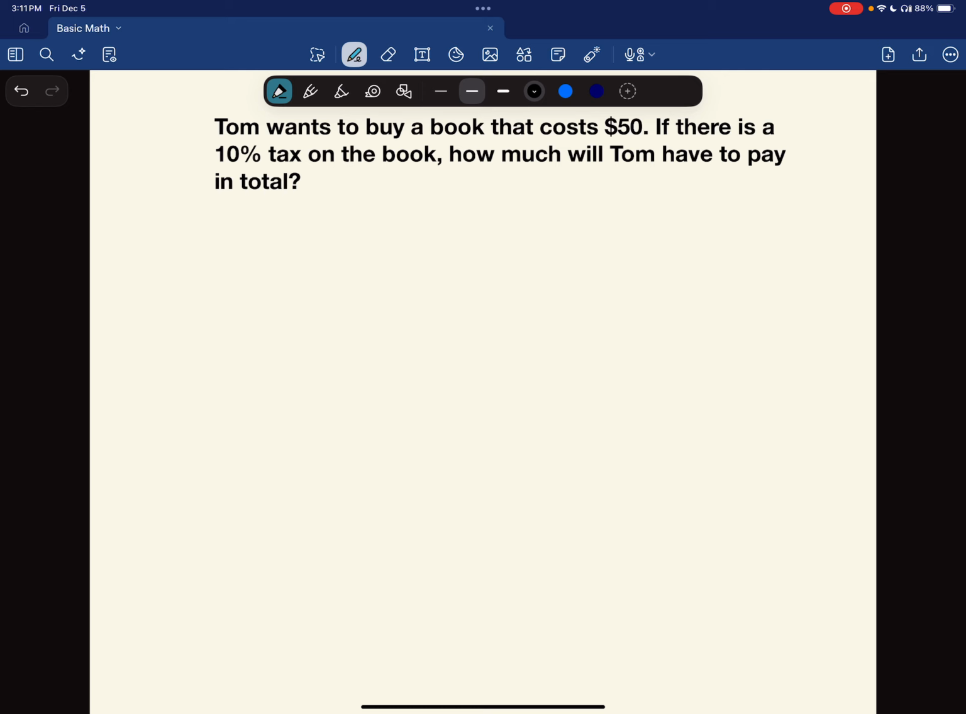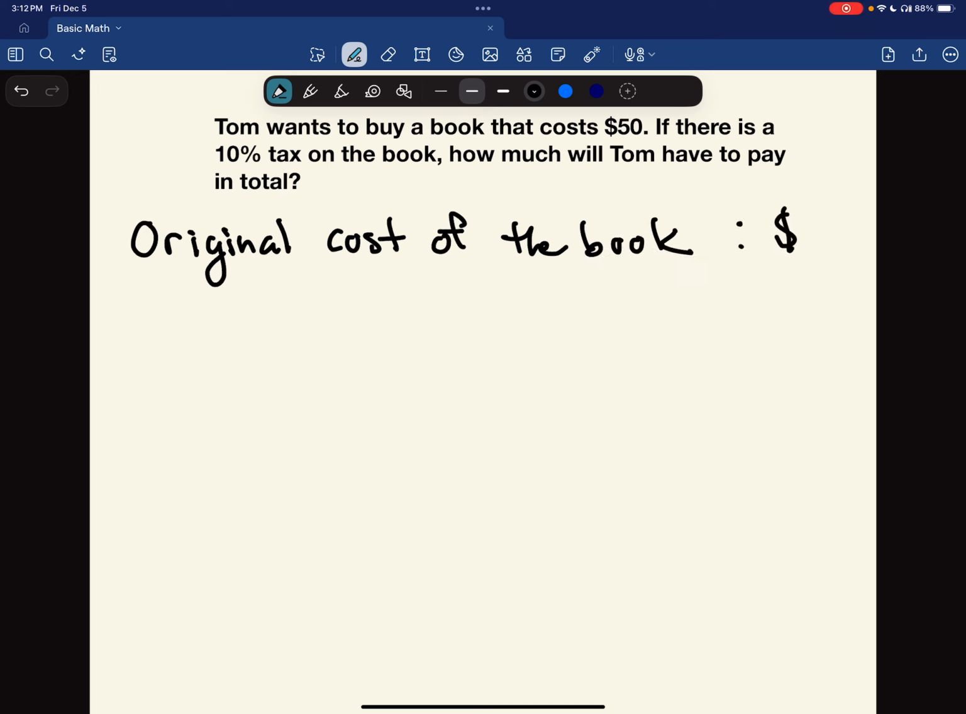So what we want to do first is identify the important values here. The first important value is $50, and that is the original cost of the book. So let's write that down. The original cost of the book is $50. The next important value we see is 10%, and that's the tax on the book. So let's write that down. Tax on the book is 10%.